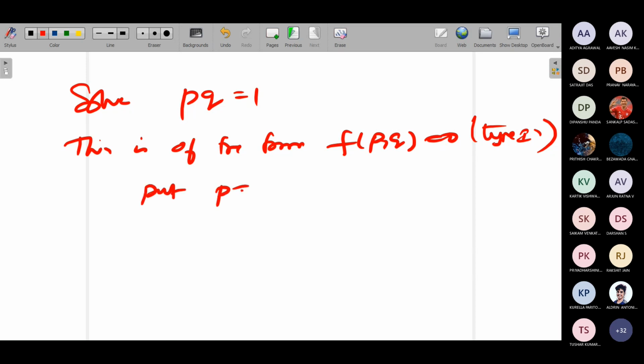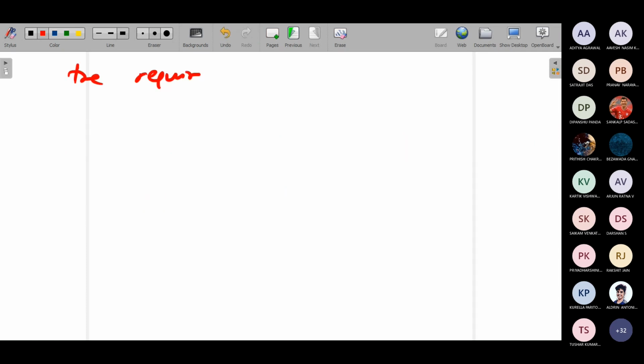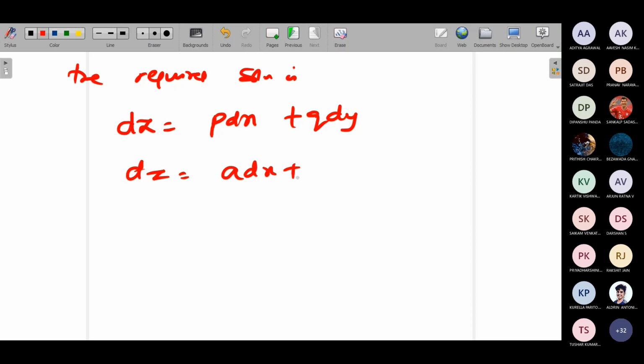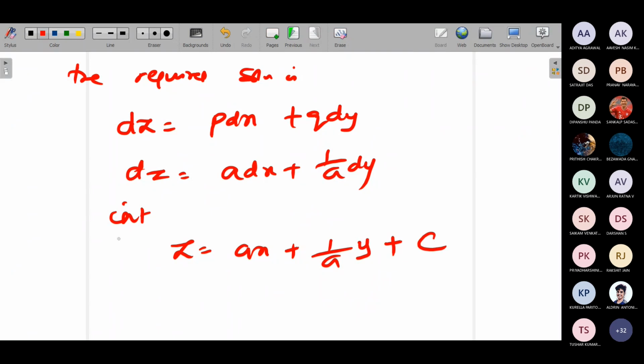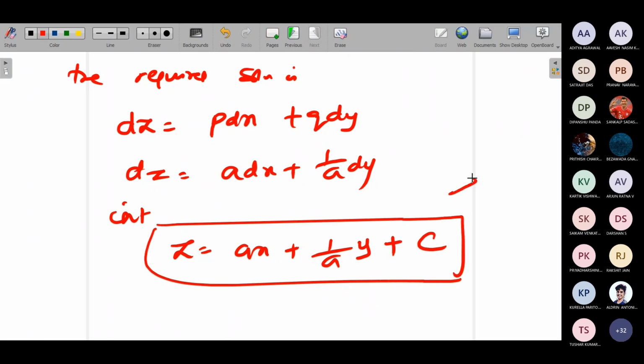Put p is equal to a. So when you put p is equal to a, you will get a into q is equal to 1. What will be your q? q will be equal to 1 by a. The required solution is dz is equal to p dx plus q dy. So dz will be equal to, what is your p? p is a dx. What is your q? q is 1 by a into dy. Integrate this. So z is equal to ax plus 1 by a into y plus the integrating constant c.